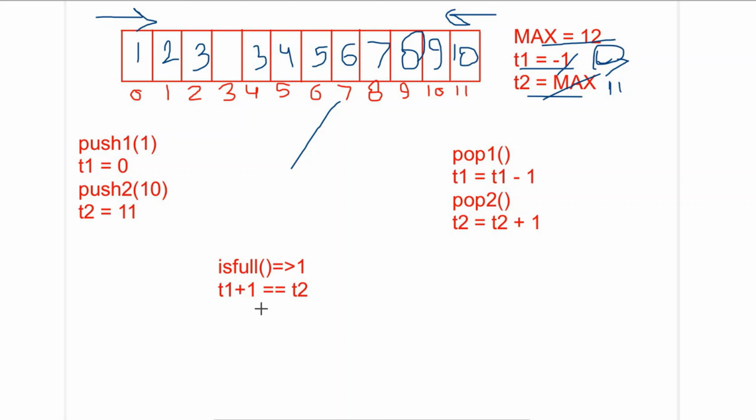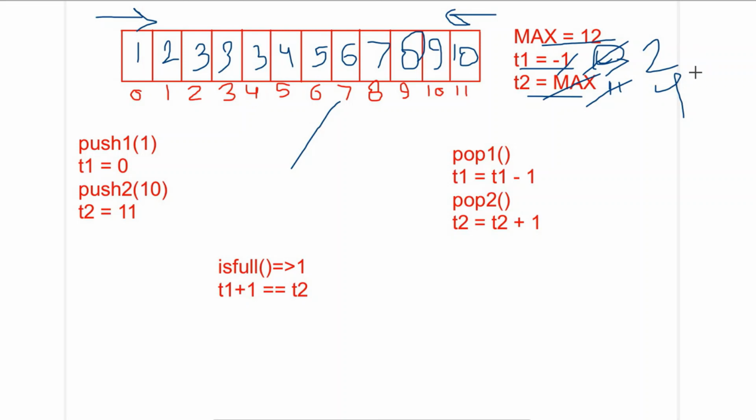Let me check. Here T1 has value 2 and T2 has value 4. Now T1 plus 1 means 2 plus 1, that is 3. 3 is not equal to T2, which is 4. So we can push one element into the stack. Let me put 3 here, we push 3.